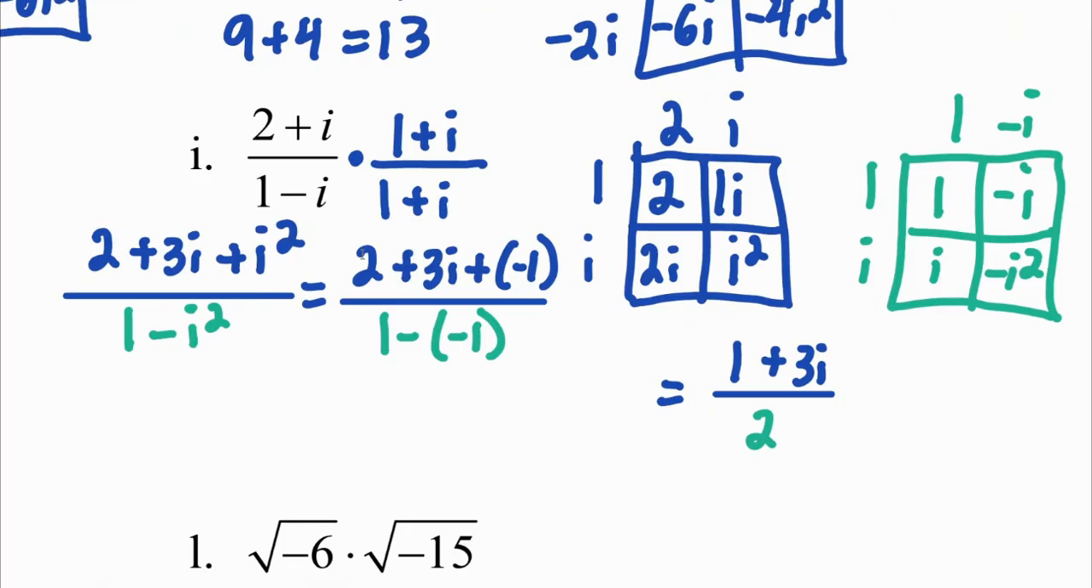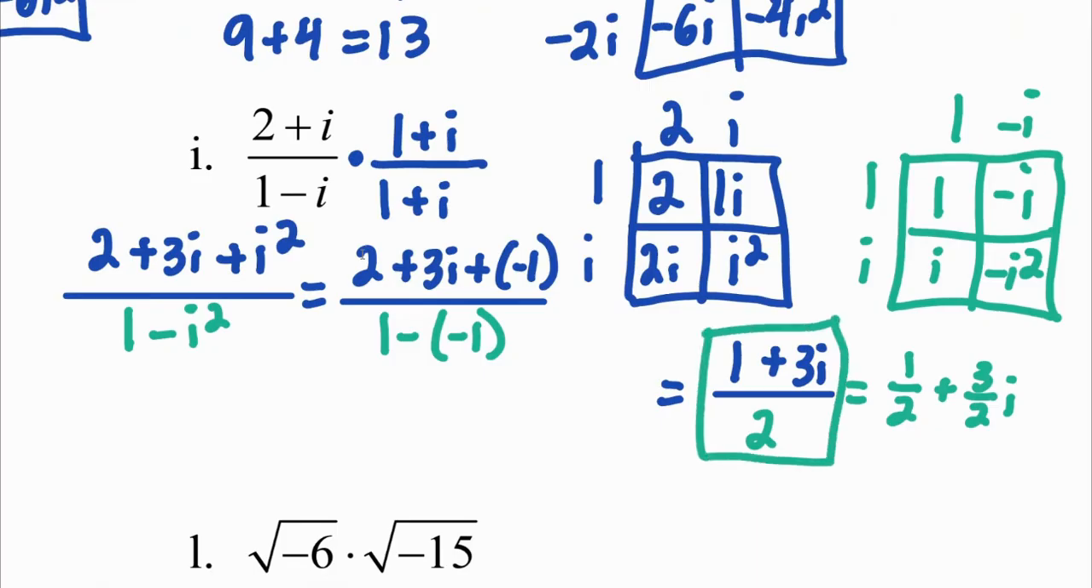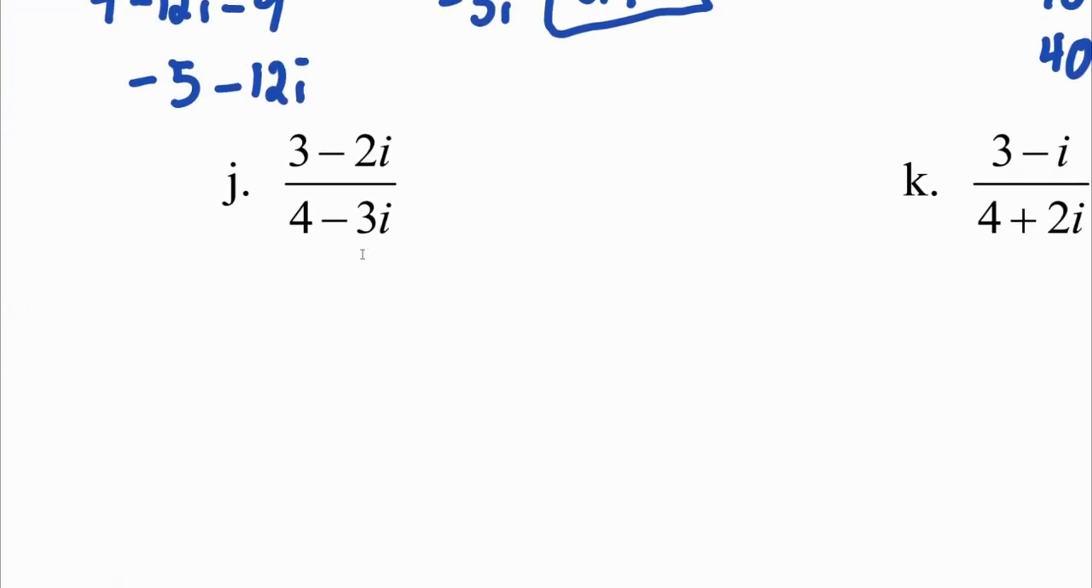And technically speaking, we should split this up and make this 1/2 plus 3/2 i. I'm not going to pitch a fit if you do that or not. So this answer would be fine. I just want to make sure we can simplify that. All right, we're going to do it again. So again, we're multiplying by the conjugate. So what should I multiply by? I should multiply by 4 plus 3i.